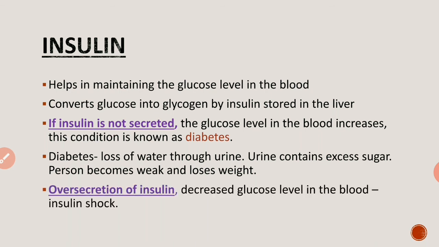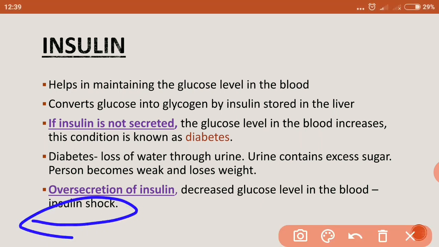Sometimes there is more secretion of insulin. That is called oversecretion of insulin, and the glucose level in the blood comes down. Why? Because we know that insulin converts glucose into glycogen. If more insulin is there, then more glucose will be converted to glycogen, and this will result in a lower level of glucose in the blood, and the amount of glucose should be normal in the blood. If it is low, then the person will suffer from insulin shock.